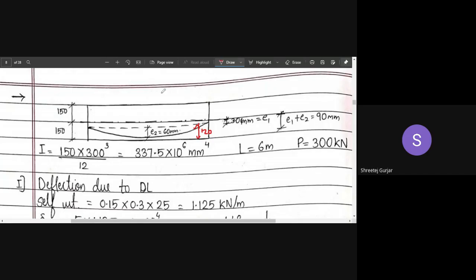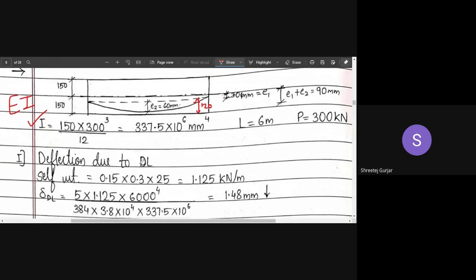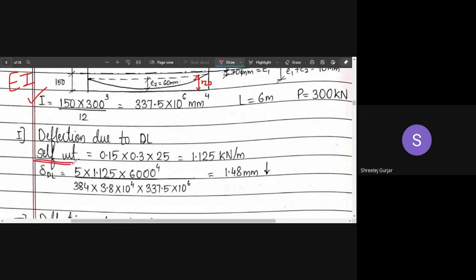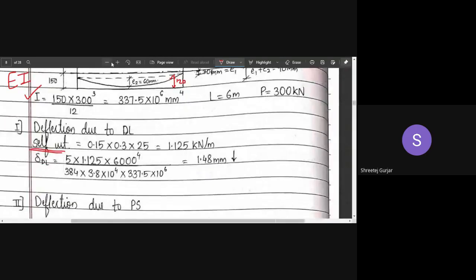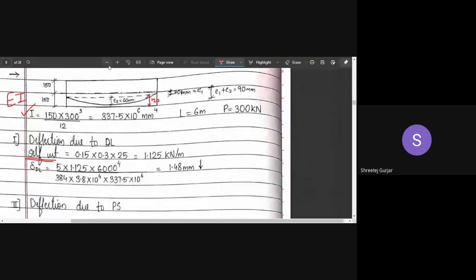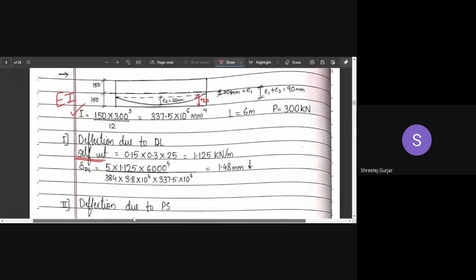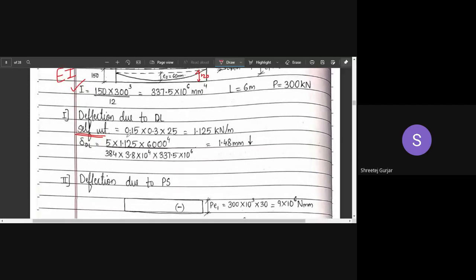Now what do we have to find out next? Obviously we have to find I, which will be required for the flexural rigidity EI. E is given to us, I we have to calculate. The first thing we always have to calculate is the self weight. I we can calculate as BD cube by 12, no problem. Self weight is equal to cross-sectional area into density of concrete. So the dead load we have calculated.